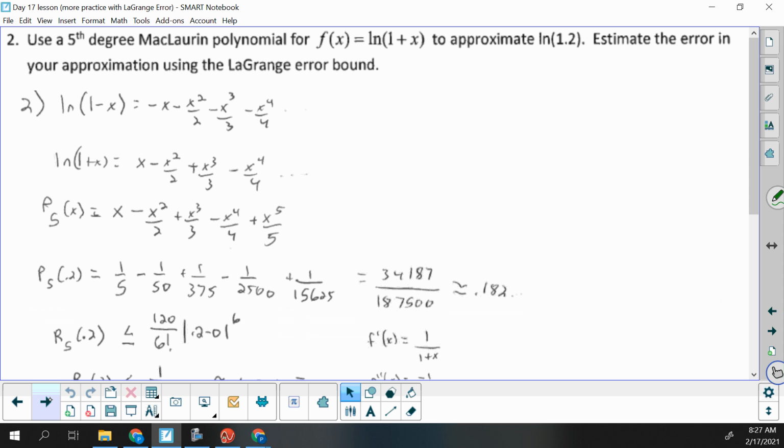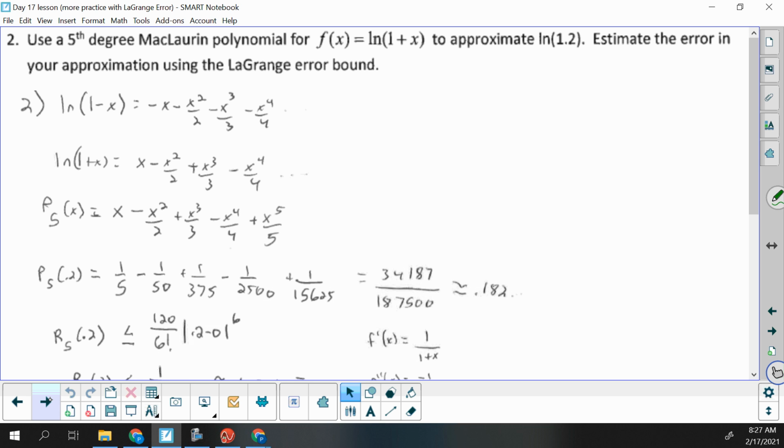5th degree Maclaurin for natural log of 1 plus x. We've seen before natural log of 1 minus x. It's all negatives. No factorials. You're just minus x to the first over 1 minus x squared over 2 and so on. Well, natural log of 1 plus x is that with a negative x subbed in, so now we get the alternating signs.